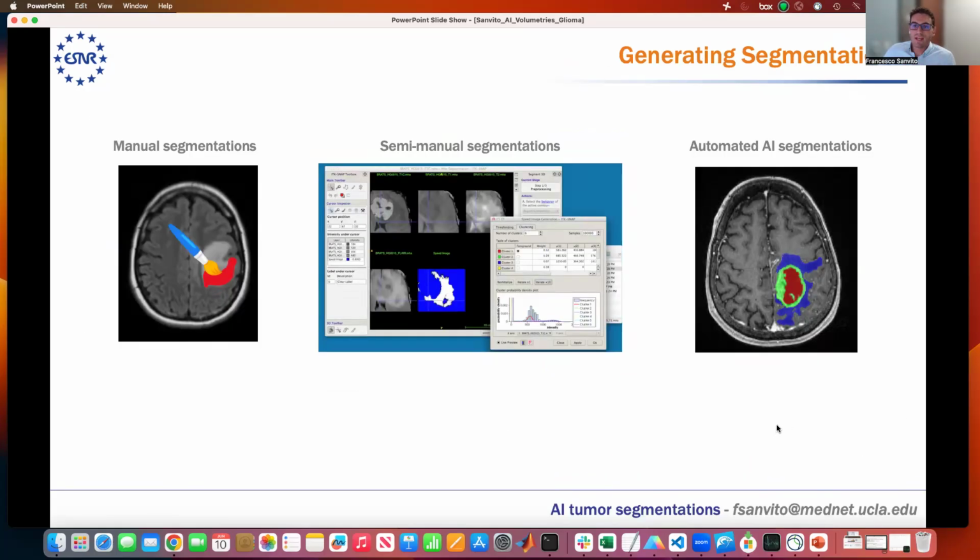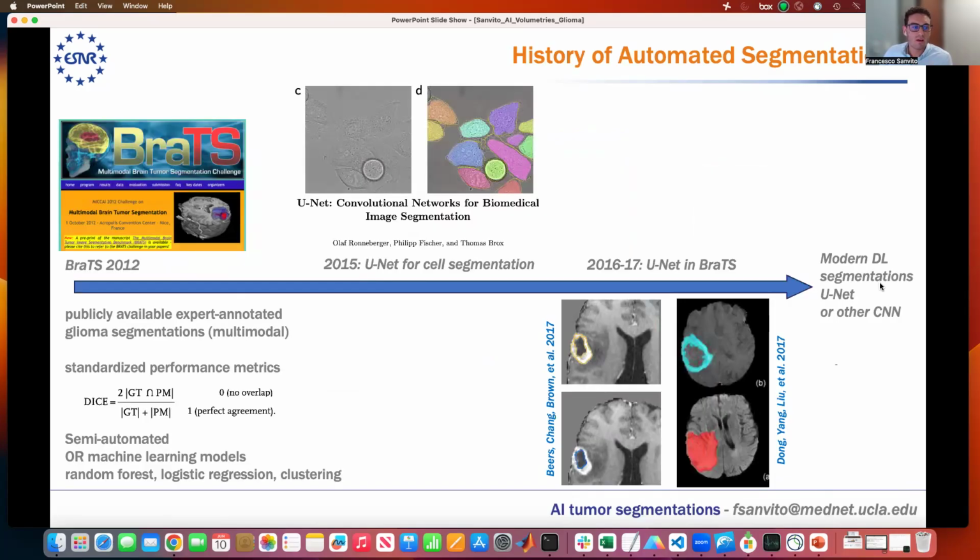Ideally, though, we should get to a point where segmentations are fully automated and there is no human intervention. That would be ideal. From a historical perspective, a big step in this direction was represented by the curation of the BraTS datasets starting in 2012, which were publicly available segmentations with images of gliomas that were also expert annotated. So they could be used to train models to do the task automatically.